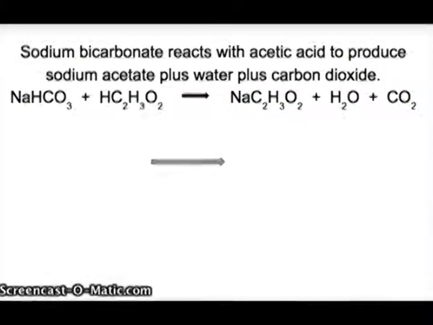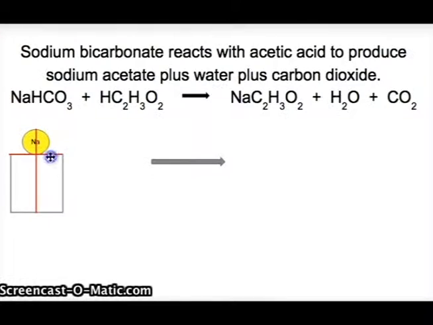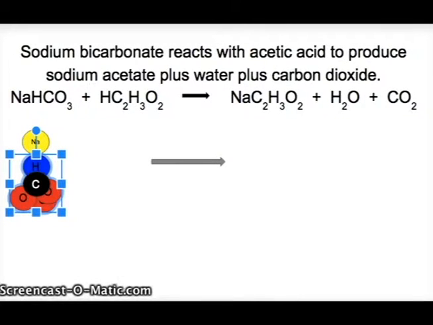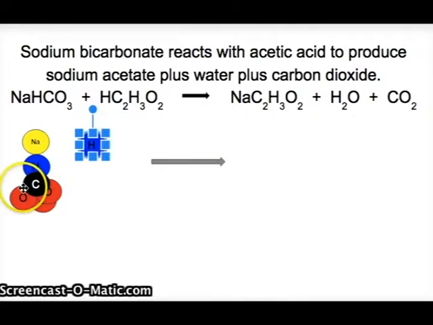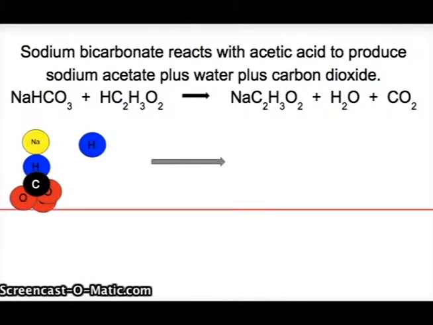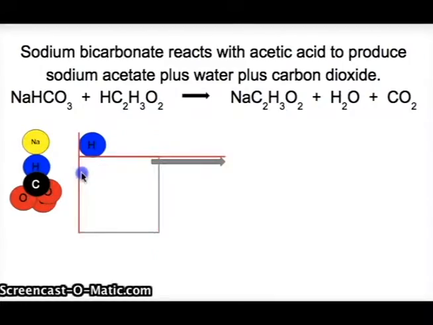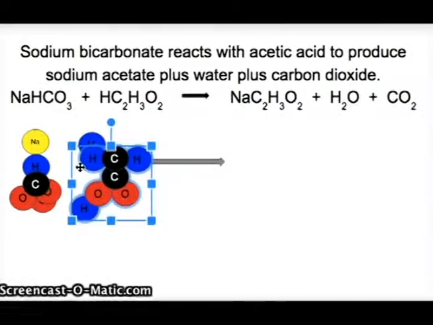Let's make a sodium bicarbonate first. We'll bring out a sodium atom. And then remember, we're going to try to keep our ions together as much as possible. So let's bring out a bicarbonate ion, an HCO3. And then to make our acetic acid, we have to have the proton, or the hydrogen atom, to start with. And then we'll bring out our acetate ion, which is the C2H3O2. And we'll put that on with the hydrogen there. So now we have acetic acid and sodium bicarbonate.